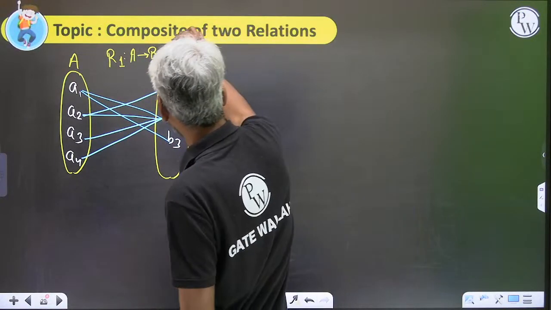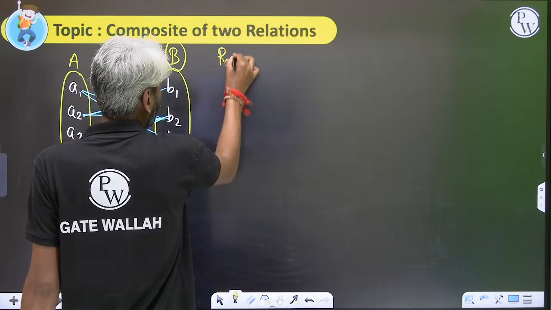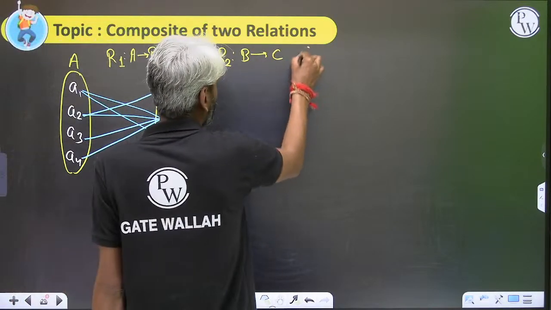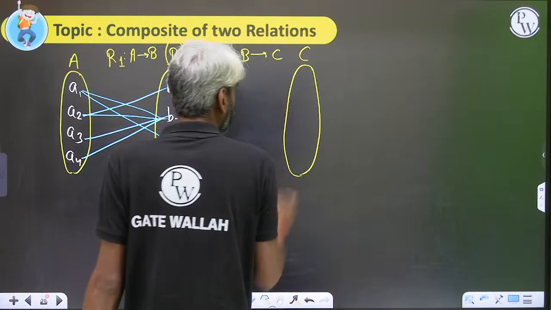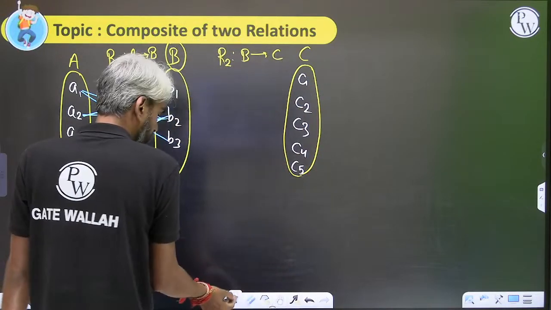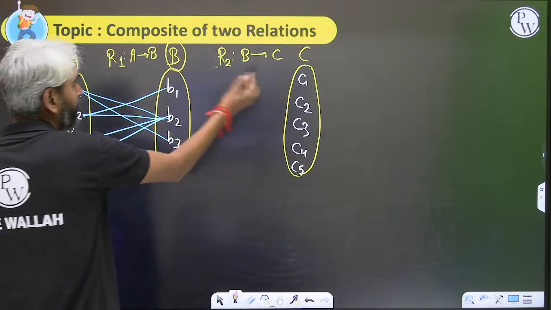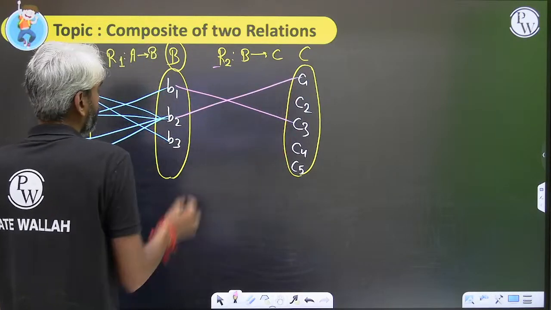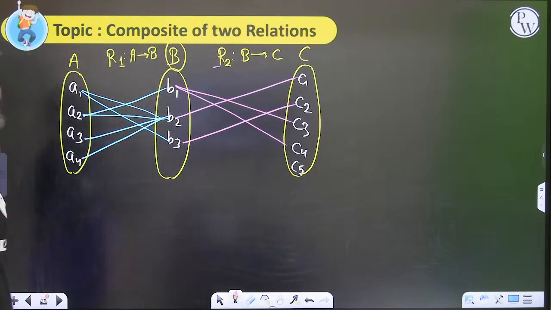Now, there is a common set B, and a relation R2 is present from this set B to a new set C. This C may be anything. Let's assume this is your set C and the elements of this set are C1, C2, C4. It does not matter how many elements there are. In relation R2 there will be some ordered pairs. Let's assume that B1 is related with C3, B2 is related with C1 only, B1 is related with C4 also, and B3 is related with C2 only.